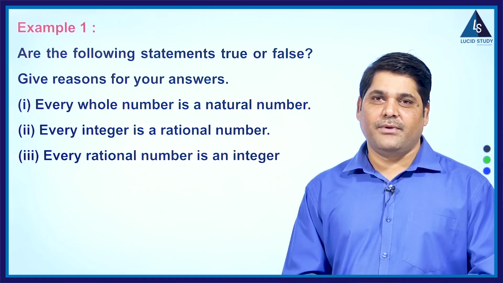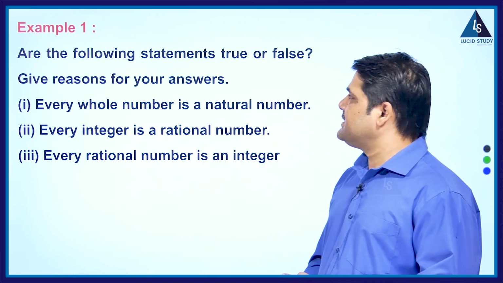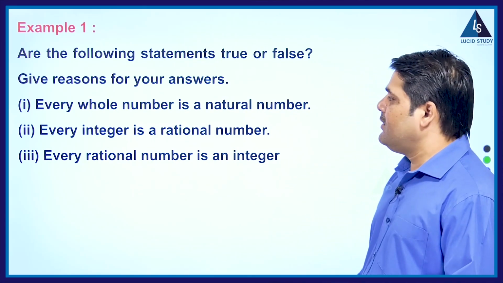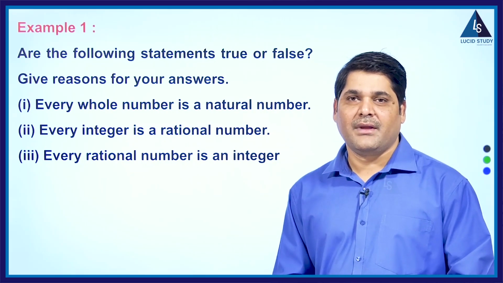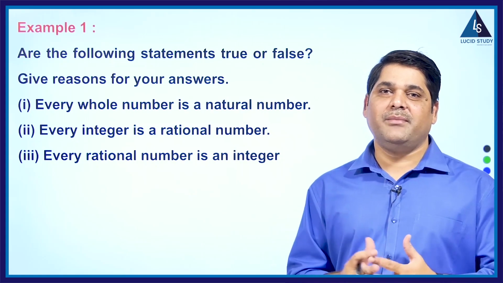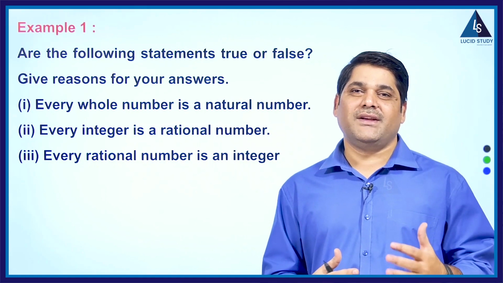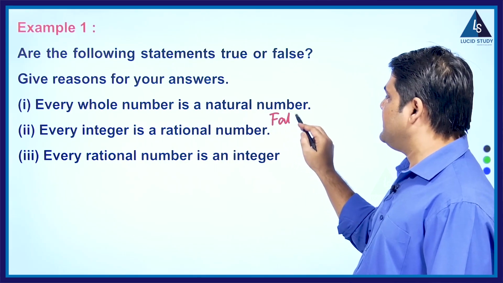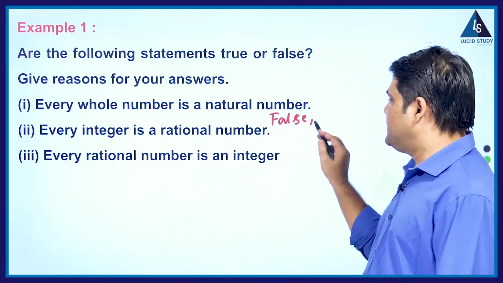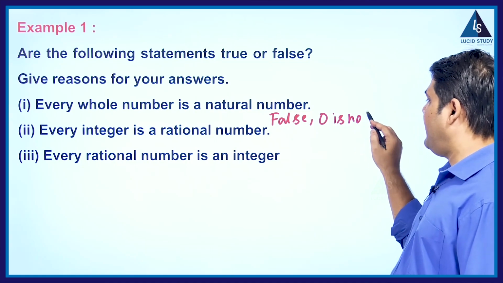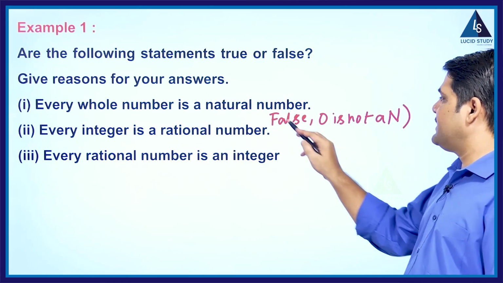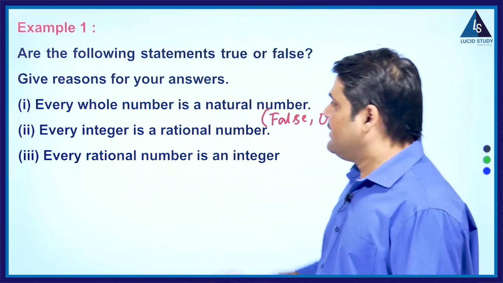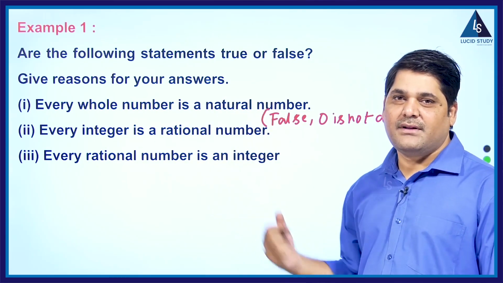Next one, see example 1. Let us discuss. Are the following statements true or false? Give reasons for your answers. First question: every whole number is a natural number. Is it true, children? No, right? Because in whole numbers 0 is included, whereas in natural numbers 0 is not included. So this first statement is false. What is the reason? 0 is not a natural number. I will use capital N for natural numbers. So 0 is not a natural number, but it is a whole number.